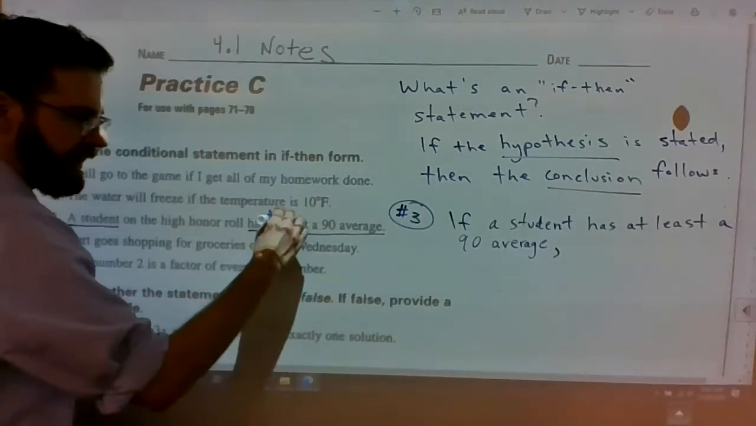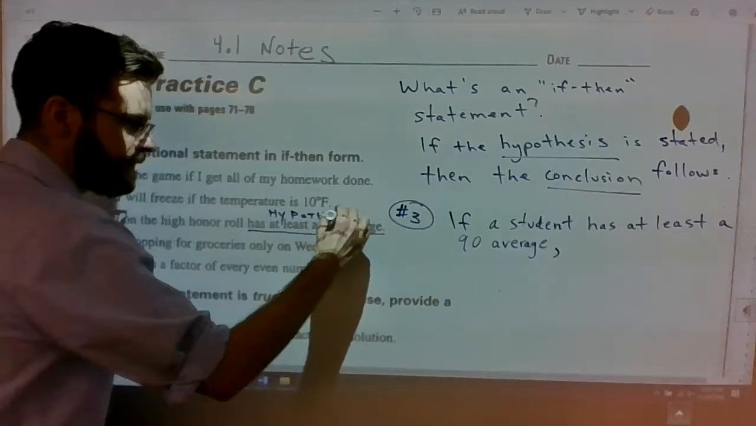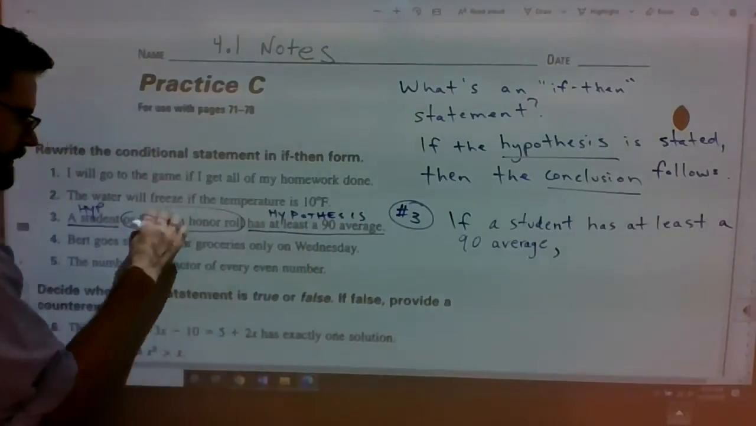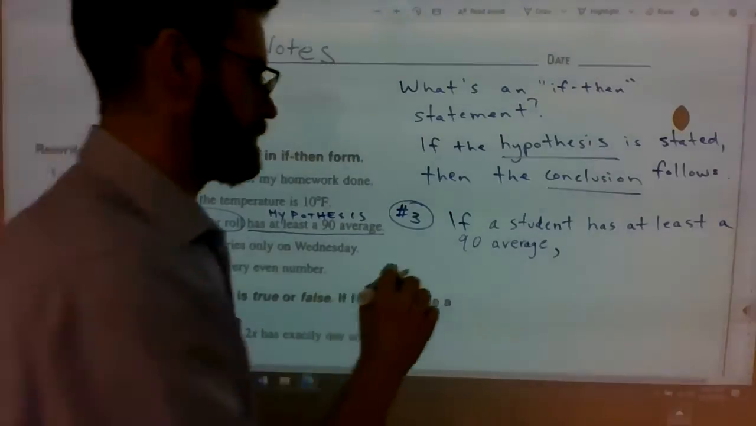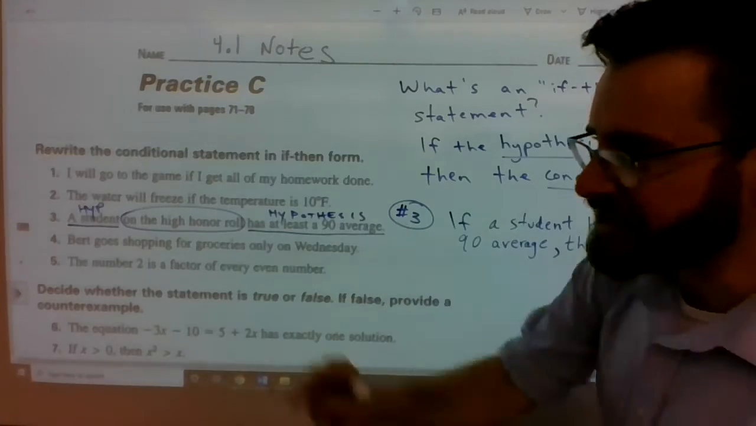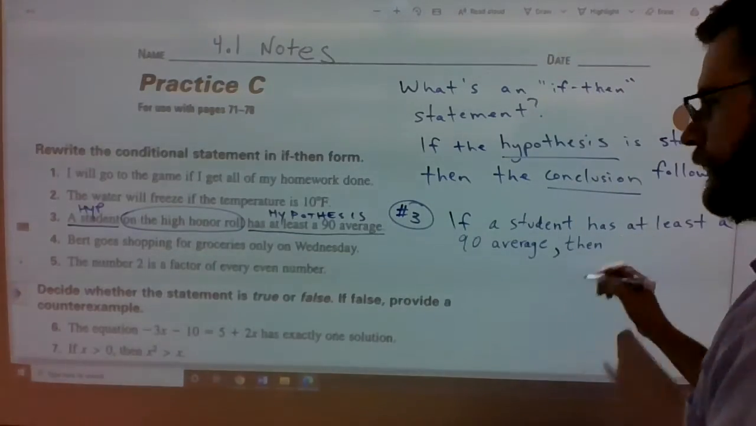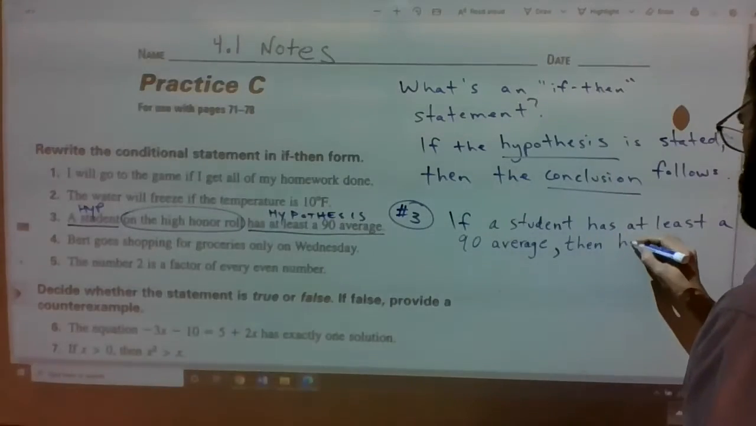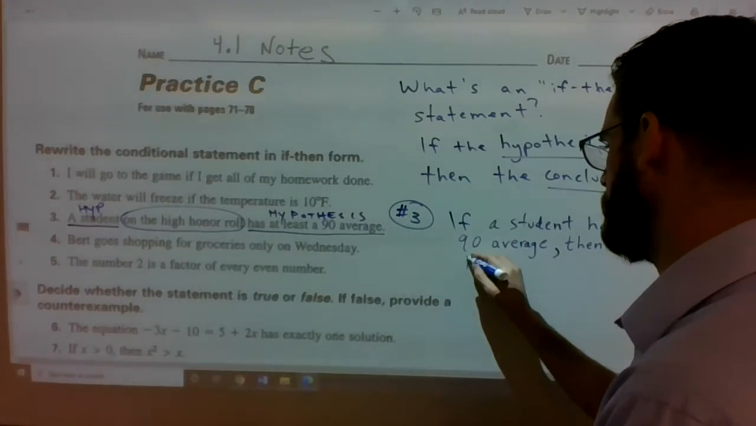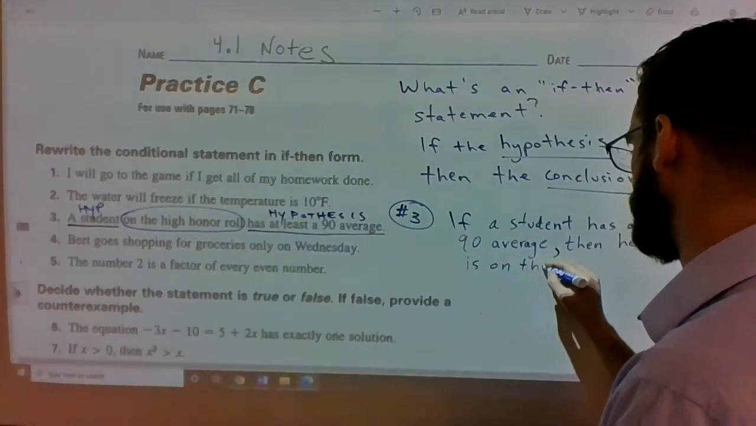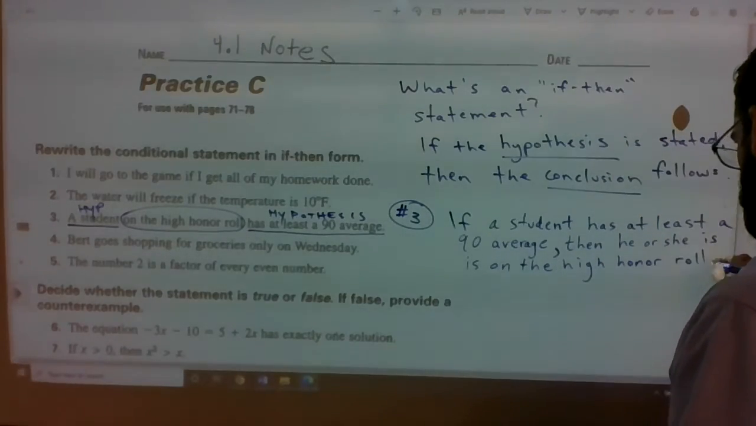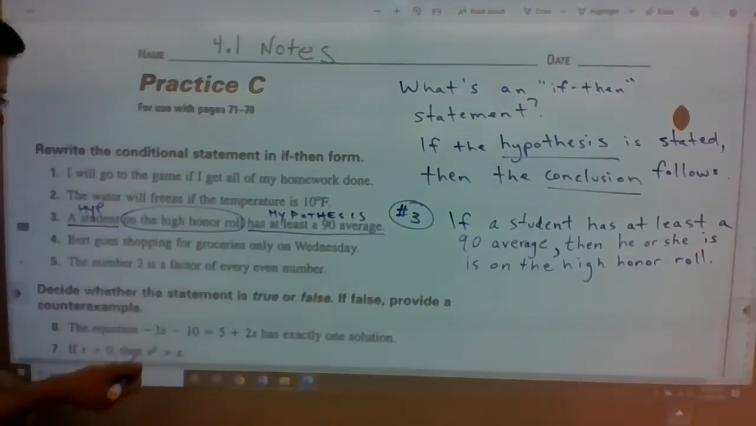So this is a part of the hypothesis, as is this. Then, who's on the high honor roll? That student's on the high honor roll. We could say he or she. He or she is on the high honor roll. That's the conclusion.